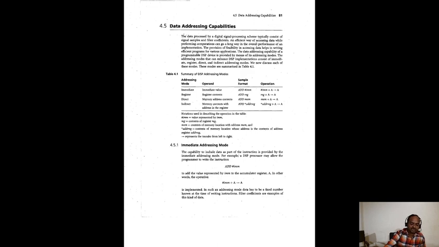Addressing mode means we need to create a program for our DSP requirement, the signal processing operation requirement. When I want to create a program, how to write the instruction, what is the rule or method, and how to specify the operand. We know generally in an instruction we have a code and an operand, and how to provide them in the program is called addressing mode. So for immediate addressing mode, we have a code, and immediately the operand will be an address.